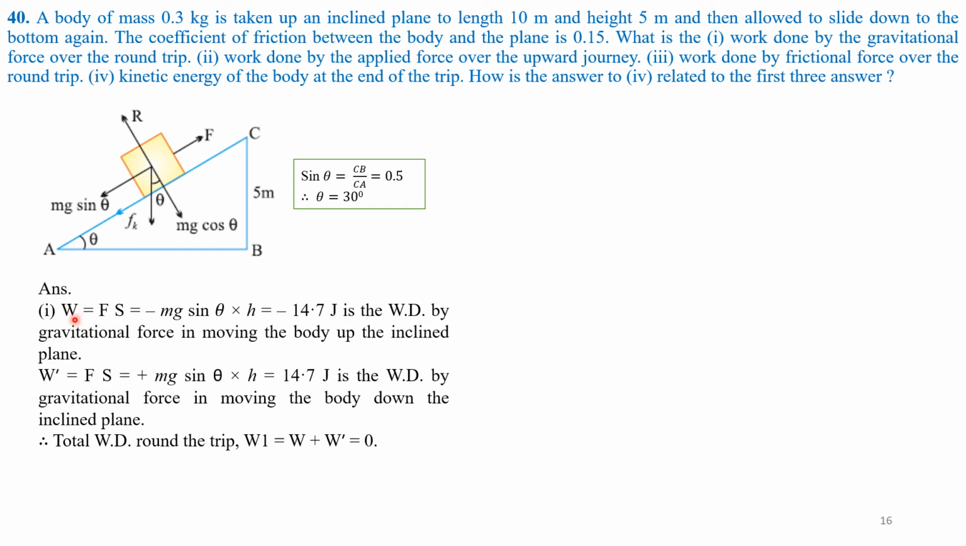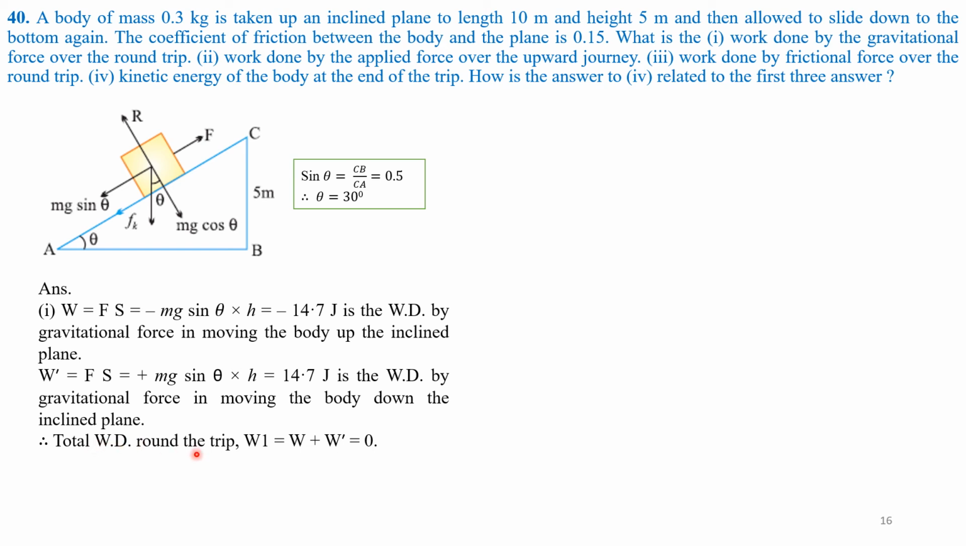Work done is equal to F s, that is equal to minus of mg sin theta into h. Therefore, substituting the values, we get minus 14.7 joules is the work done by the gravitational force in moving the body up the inclined plane. So in the downward journey, W dash is equal to F s is equal to plus mg sin theta into h, that is equal to 14.7 joules, the work done by the gravitational force in moving the body down the inclined plane.